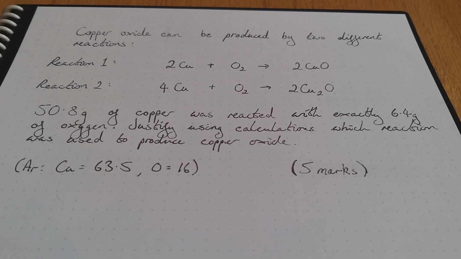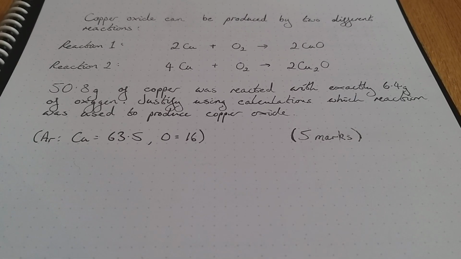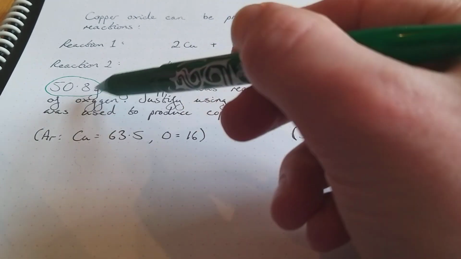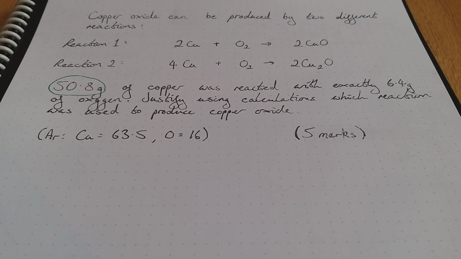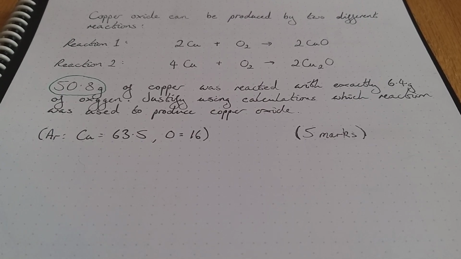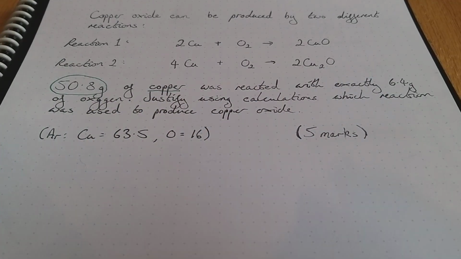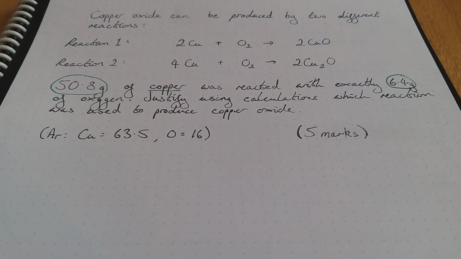As always, we need to start off by debugging our question. I'm just going to move the camera down slightly. So we've got 50.8 grams of copper. Now it's in grams already, so we don't need to worry about doing any conversions for that because that's in our standard unit that we use for chemistry. Of copper, we need to underline our chemicals that we're using. Was reacted with exactly 6.4 grams. Again, that's in the unit that we're used to using. We don't need to worry about doing any conversions. Of oxygen.